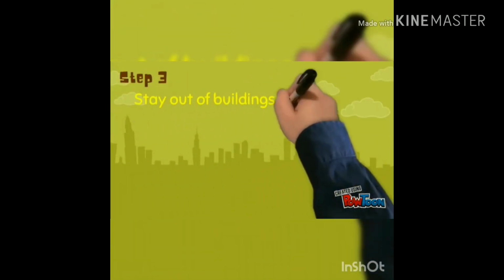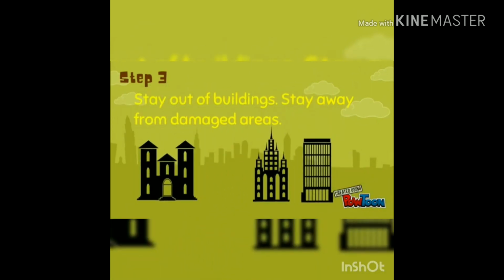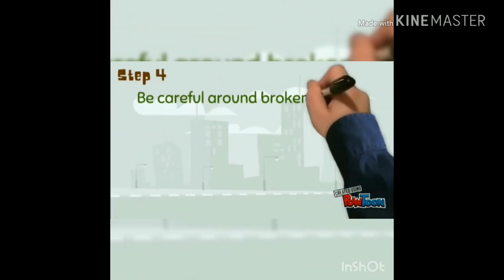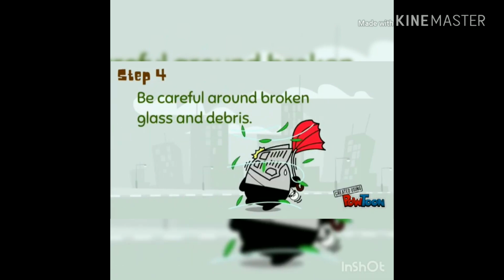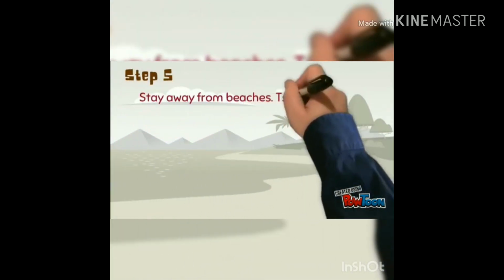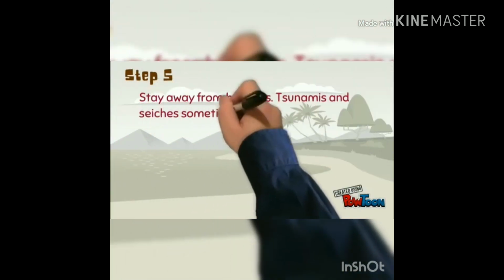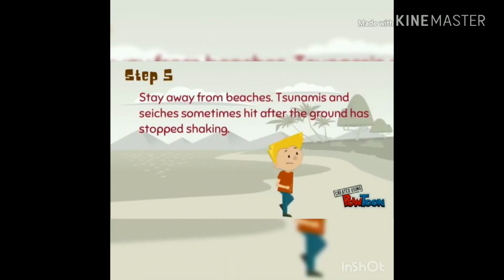Step 3. Stay out of buildings. Stay away from damaged areas. Step 4. Be careful around broken glass and debris. Step 5. Stay away from beaches. Tsunamis and sea waves sometimes hit after the ground has stopped shaking.